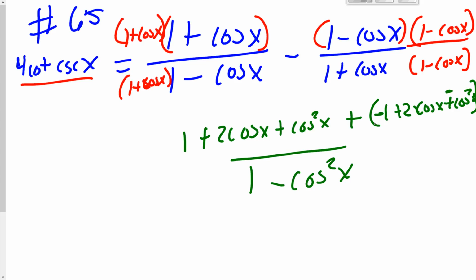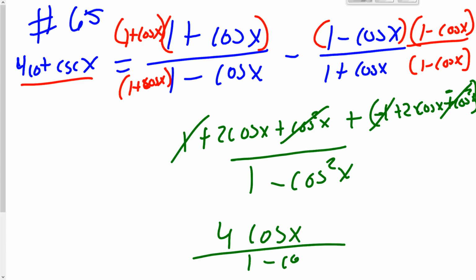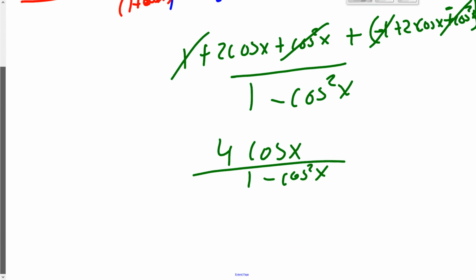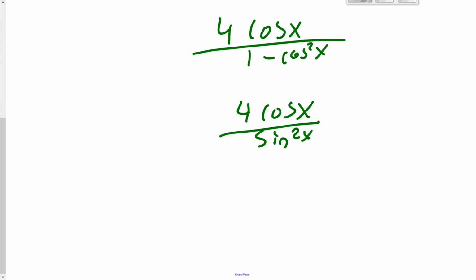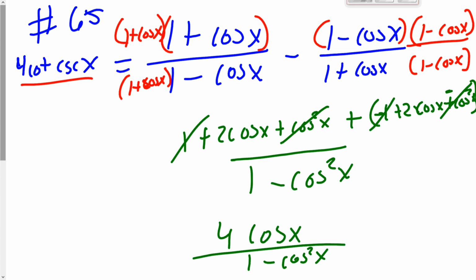So it's been distributed. So that negative 1's cancel out here. The 2 cosine plus 2 cosine is 4 cosine x. And then the cosine squared cancels out. So I have 4 cosine x over 1 minus cosine squared x, which is sine squared x.